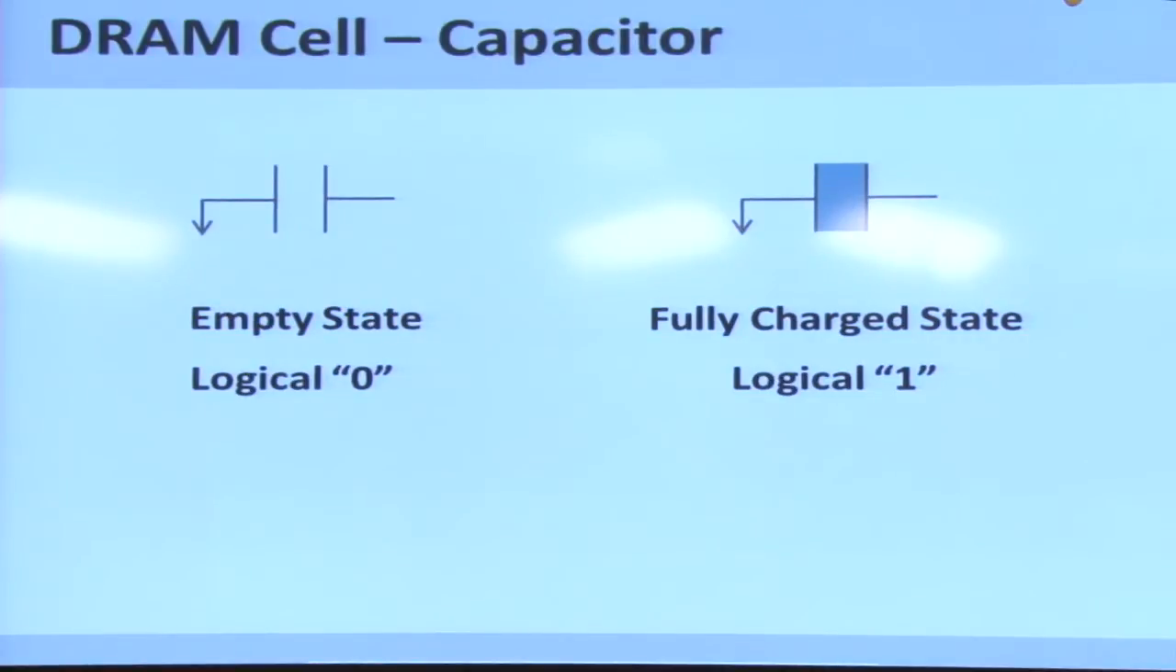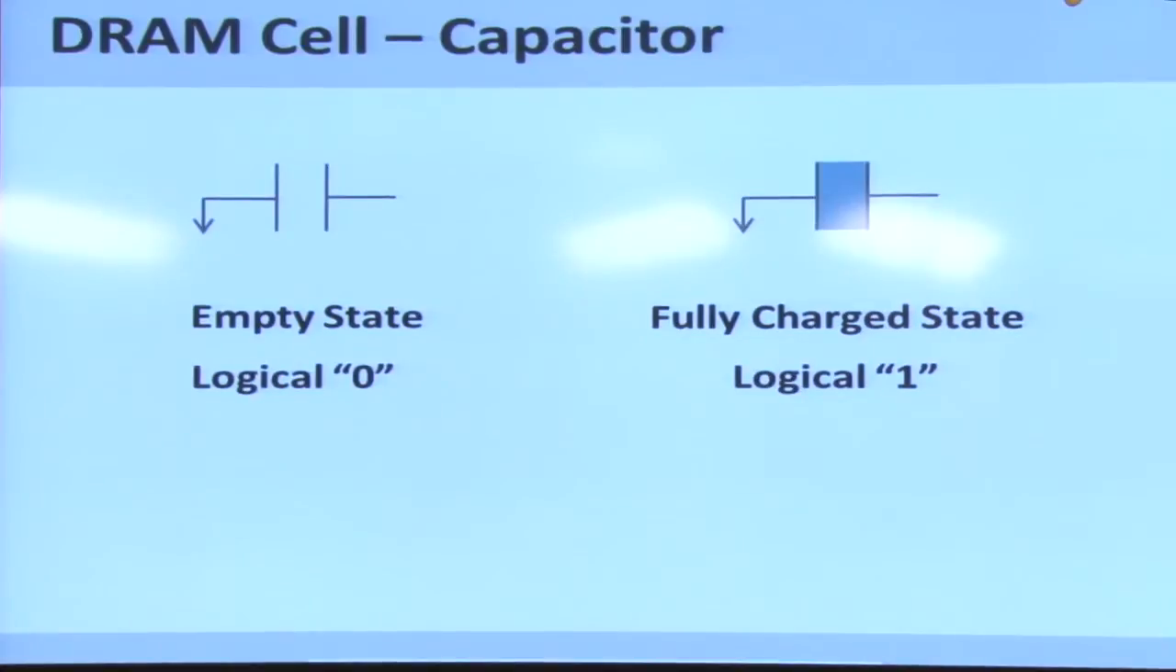So DRAM technology is predominantly built using capacitors, and what is essentially exploited here is that the capacitor can be in 2 states, right? The fully charged state and the empty state. And we are going to use these extreme states to store 1 bit of information. Right? But what is the problem when reading data out of a capacitor? Any thoughts?